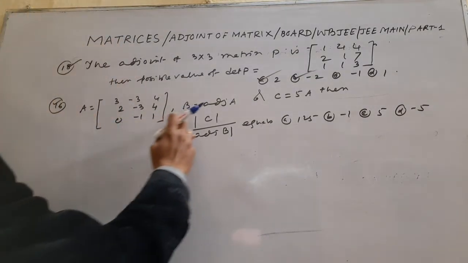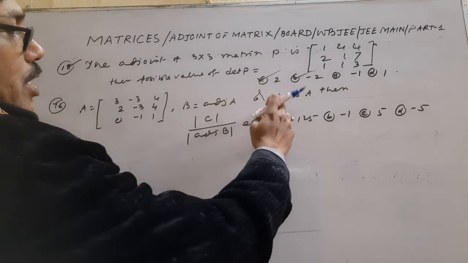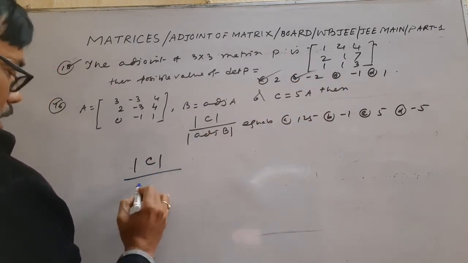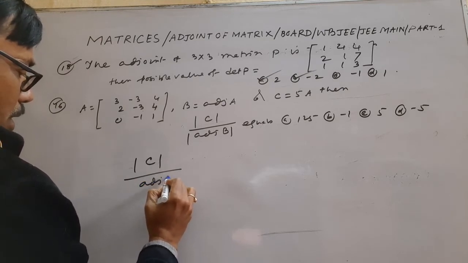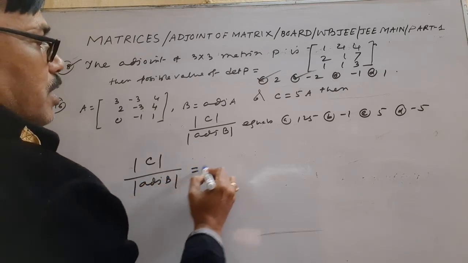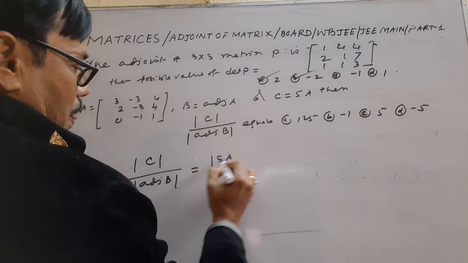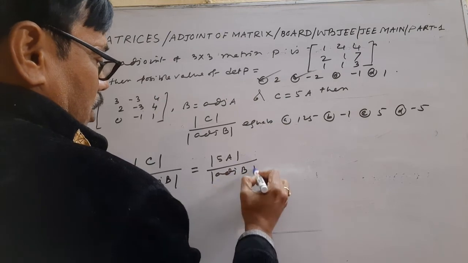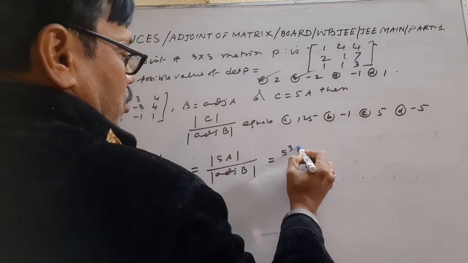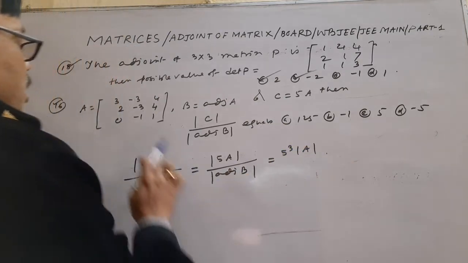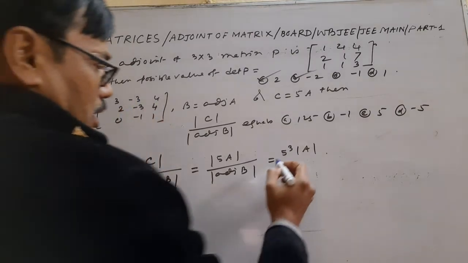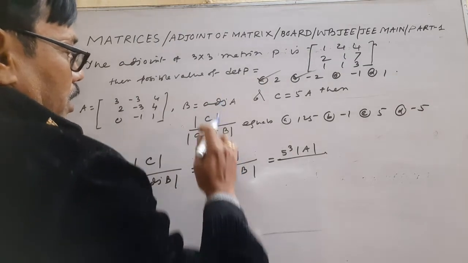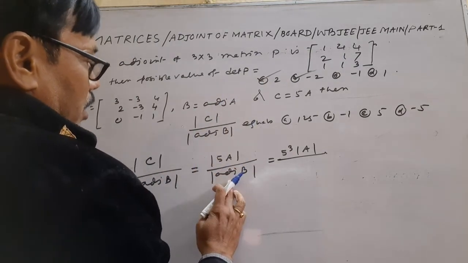Next problem number 16. A equals to this, B equals to adjoint of A, C equals to 5A. So determinant C by adjoint of B. What is C? 5 into A by adjoint of B. So this is 5 cube into determinant A. A is of 3 into 3 order. What is adjoint of B?